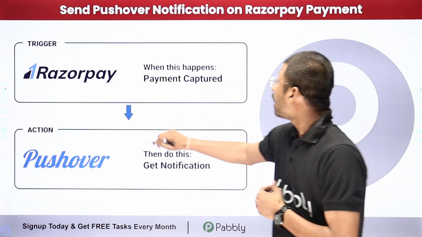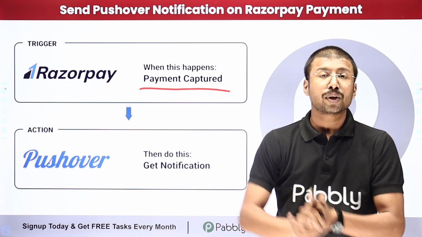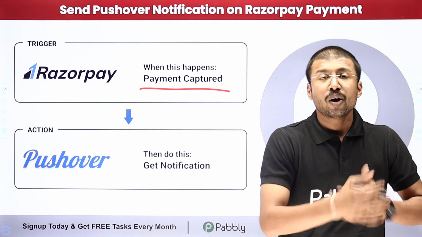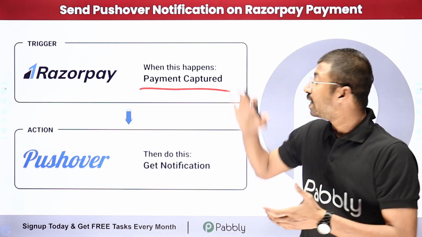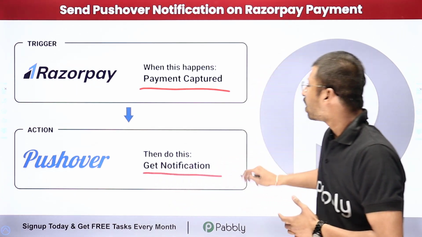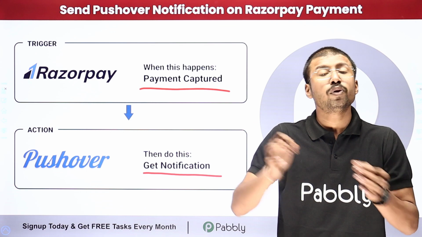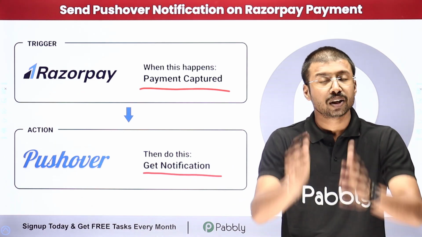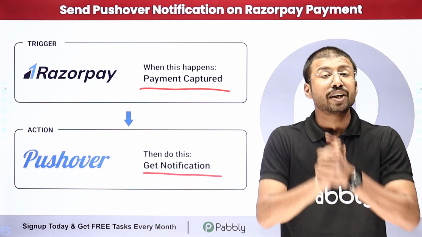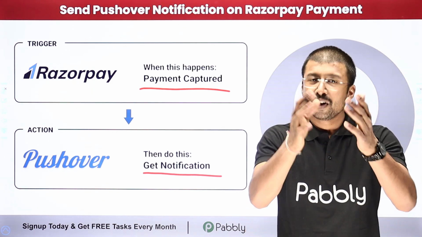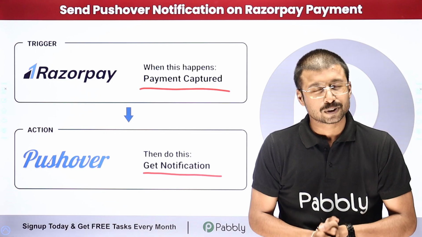In this automation, as a payment is captured in our Razorpay account on any payment page, automatically the details of the customer who made the payment and the payment details will be received on your mobile or desktop devices using Pushover as a push notification. So if you want to know how you can automate this process and get a push notification whenever you capture a new payment, for that you just have to come with me to my screen.